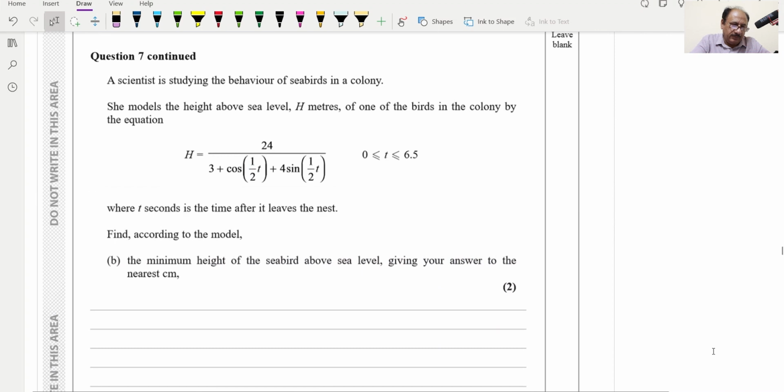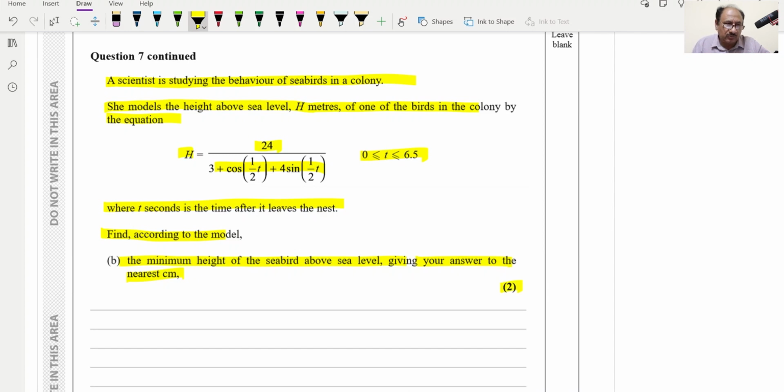Now B part I have copied over here. A scientist is studying the behavior of seabirds in a colony. She models the height above sea level as h meters of one of the birds in the colony by the equation h is equal to this one. This is the range where t seconds is the time after it leaves the nest. Find, according to the model, the minimum height of the seabird above sea level, giving your answer to the nearest centimeter. This is a 2 mark question.